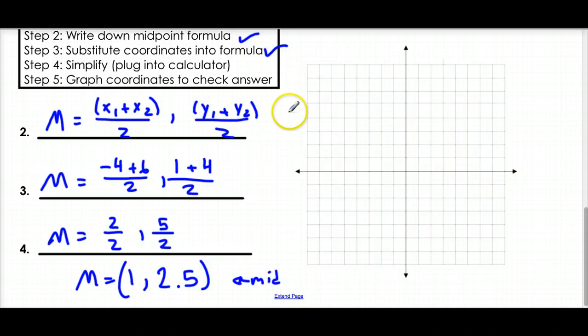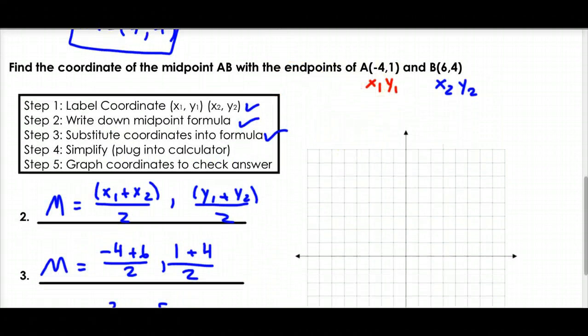So let's see if this even works. It's a good idea just to graph it, to always check your answers. So we have negative 4, 1 is one of our points. 1, 2, 3, 4, 1. And 6, 4. 1, 2, 3, 4, 5, 6. 1, 2, 3, 4. All right.